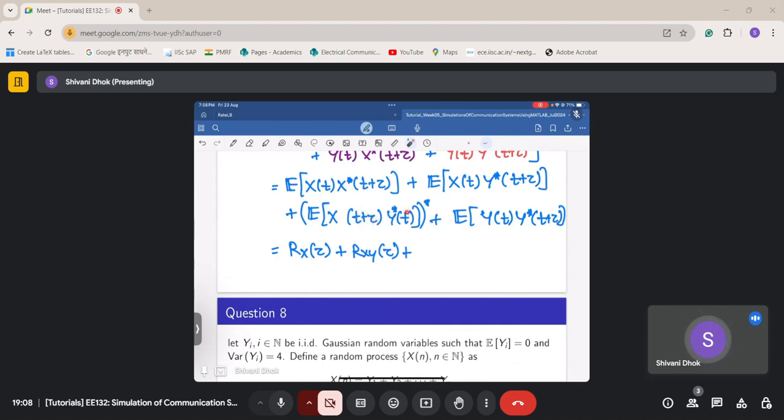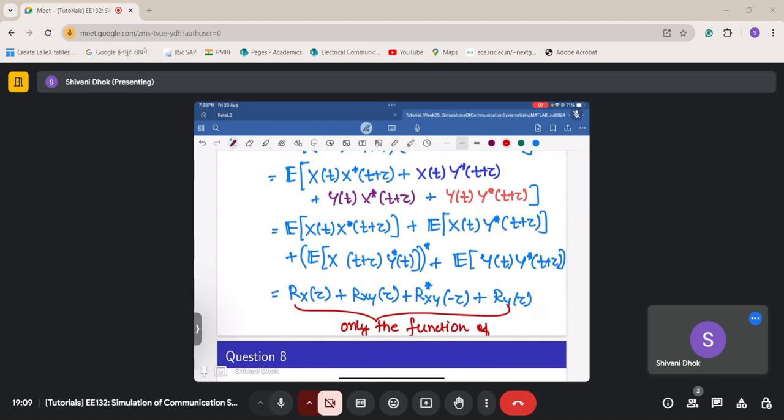So what you need to do is take this time index and subtract this time index from it. So t minus of t plus tau will give me minus tau, and you have a conjugate sign here. So what we will get here is rxy of minus tau but with a conjugate sign. And plus this thing here is simply your ry of tau. So again, if you observe here, all these four terms are only the function of lag.